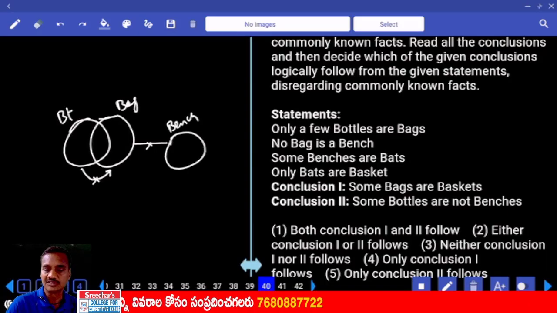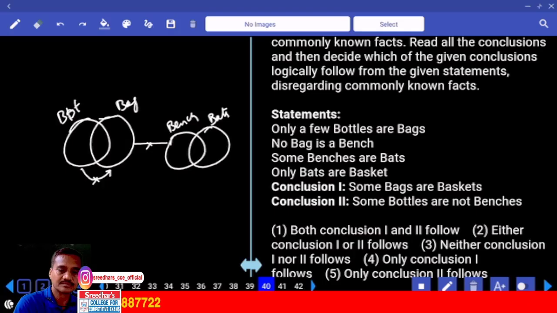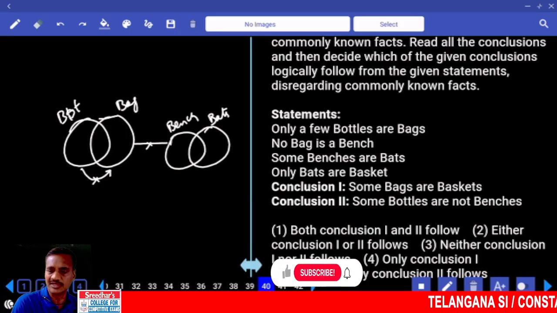And next one, some benches are bad. Now these are the benches that are beds. Now here this is a bottle. Then first one, some bags are basket. Bag is here, basket is here. Some bags are basket.